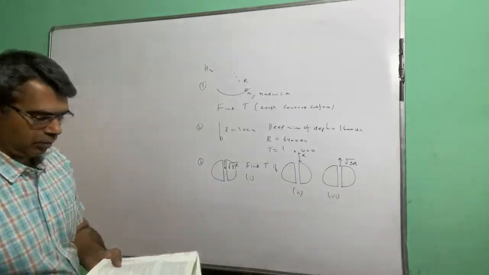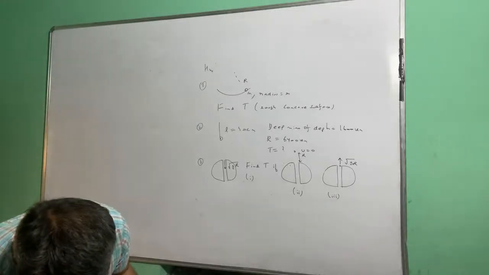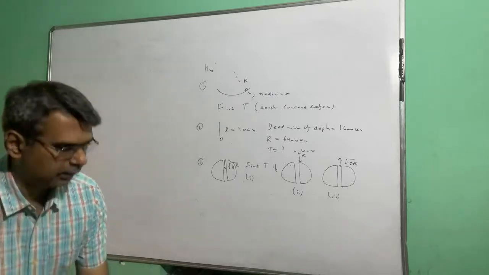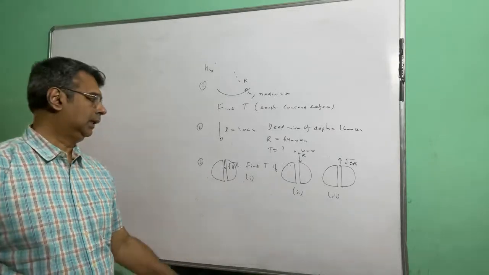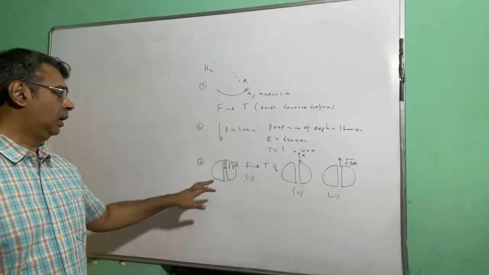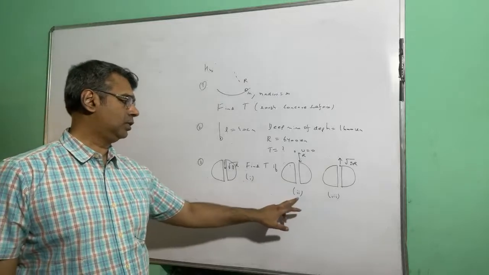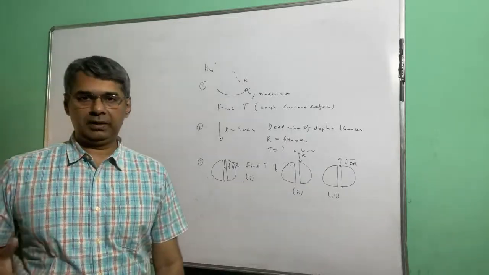Okay, then we come to question number 3 of the homework. In question number 3, there is as usual that same tunnel question. There's a tunnel dug across the earth passing through the center of the earth. There are 3 situations, situation 1, situation 2, situation 3. For each situation you will have to find the time period.